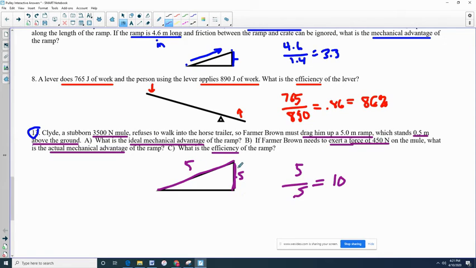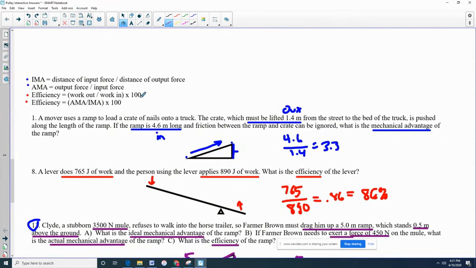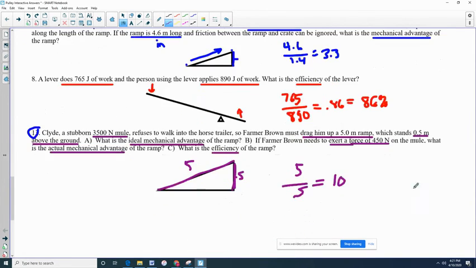Now, Clyde is going to move up. Clyde is a 3,500 Newton mule, and that is going to be the load or the output force. So the output force, Clyde in this case, is 3,500 newtons. So I'm going to do 3,500 newtons divided by the input force, the force the farmer pushes with, which is 450 newtons. And if I do that out, I'm going to get approximately 7.78. It's actually 7.7777, but you get the idea.